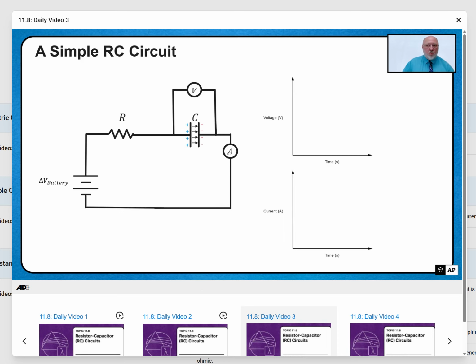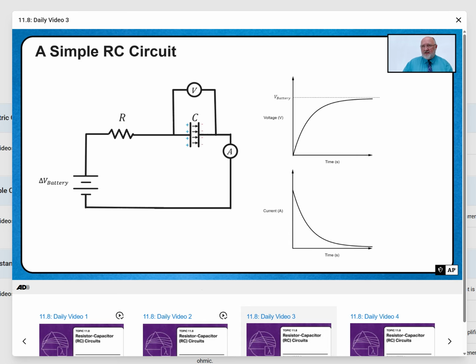Well, the current will start off with some big number and will taper away and asymptotically approach zero. That is an exponential decay curve. The voltage on the capacitor, well, when I first closed the switch, there was no voltage there, so it started off at zero. But over time, more and more charge built up on the capacitor, and the voltage across it grew exponentially and eventually asymptotically approached some voltage, in this case, the voltage of the battery.